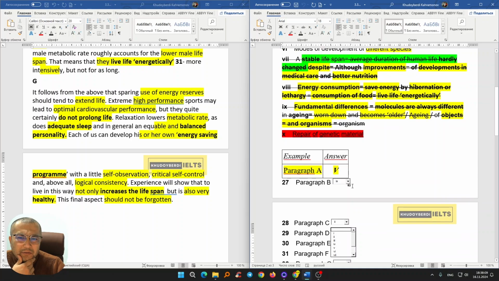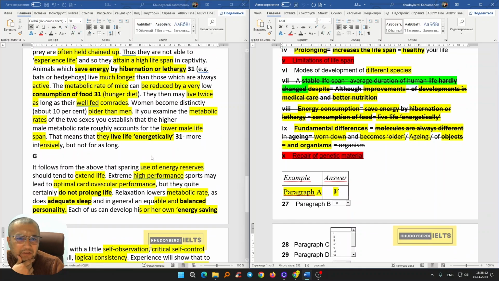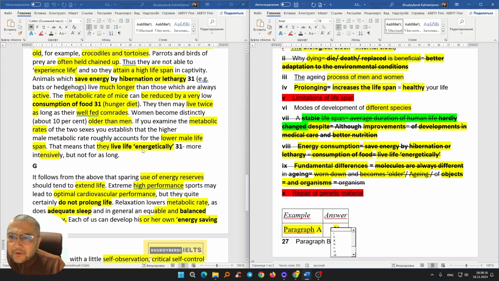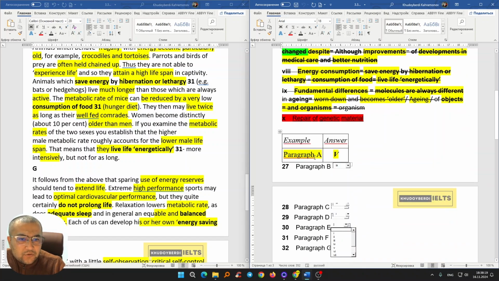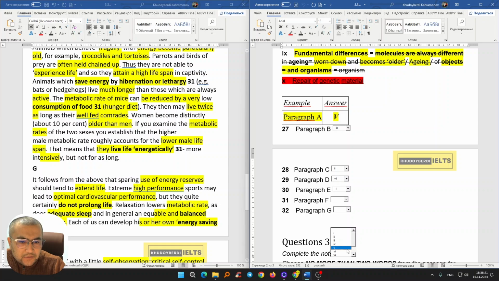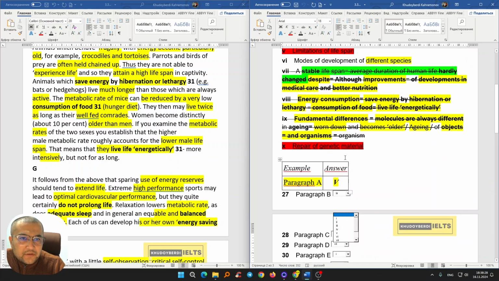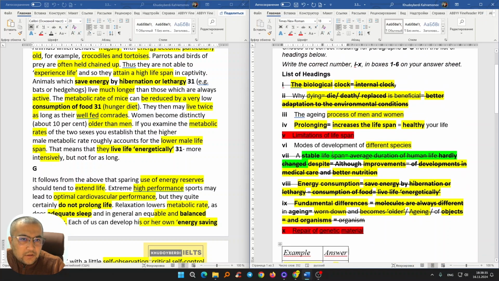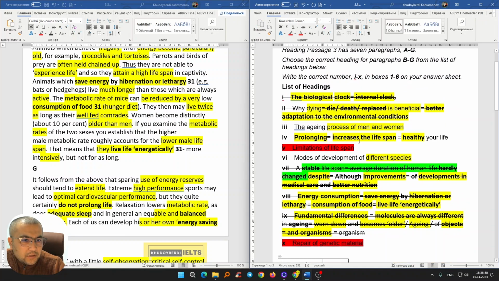I'm sorry, 31. So what was 31? Life. So let me focus on it. It's talking about energy consumption, right? So 31 will be number 8, and the last paragraph is going to be number 4 according to the list of headings we are given here.